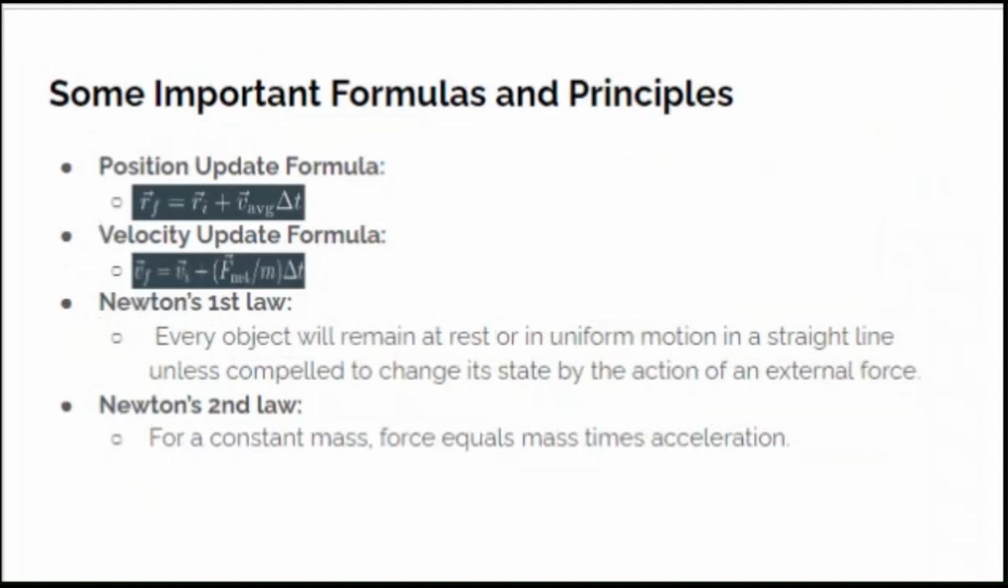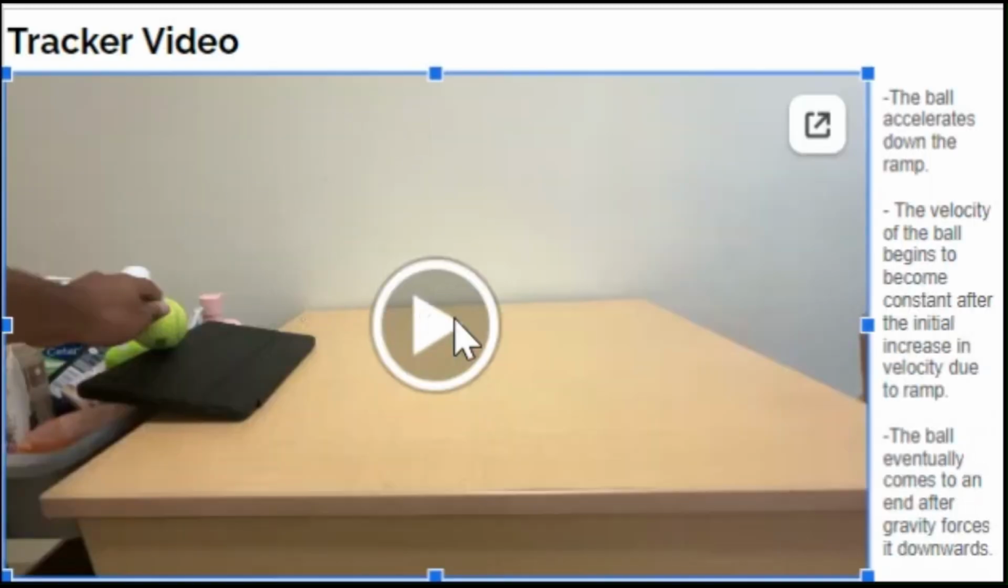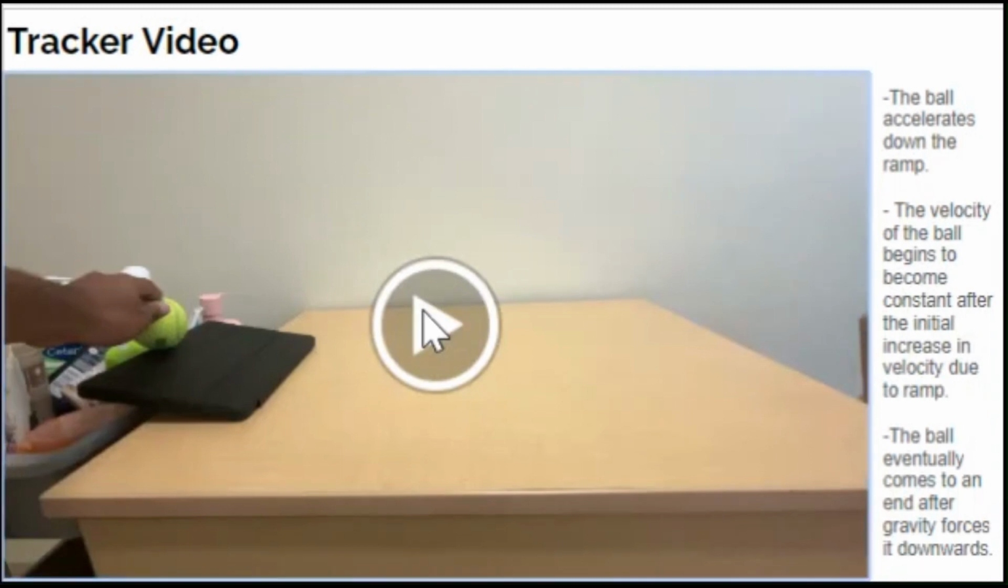Some important formulas and principles are the position update formula and the velocity update formula, which I used in my code; Newton's first law, which is that every object will remain at rest or in uniform motion unless it's compelled to change; and the second law, for constant mass, force equals ma, or force equals mass times acceleration. So here's my tracker video that I put into Tracker.